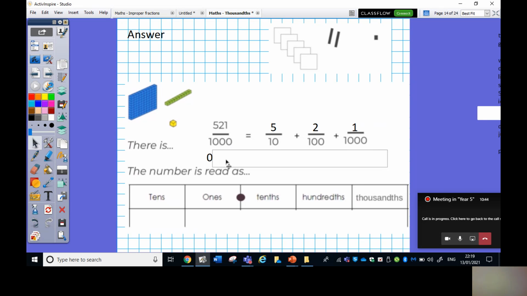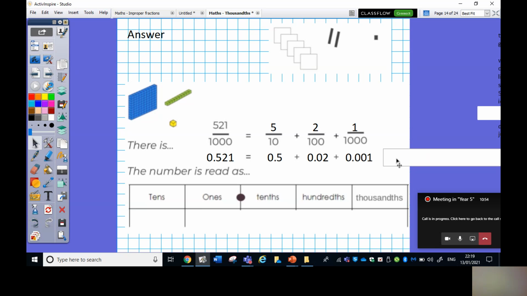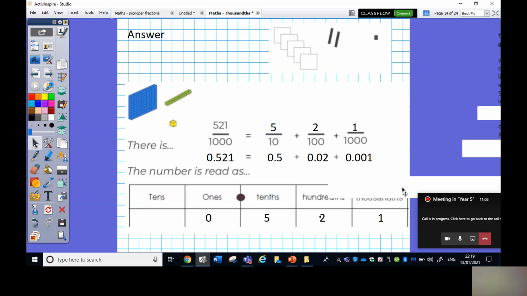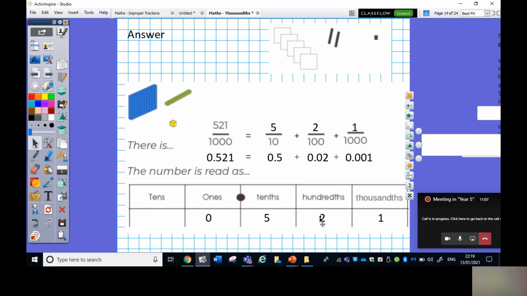Now we have decimals. 0.521, 0.5, 0.02, and 0.001. And that's written as 0.521. Oh, my decimal point seems to have disappeared. It goes right there. Okay, great.